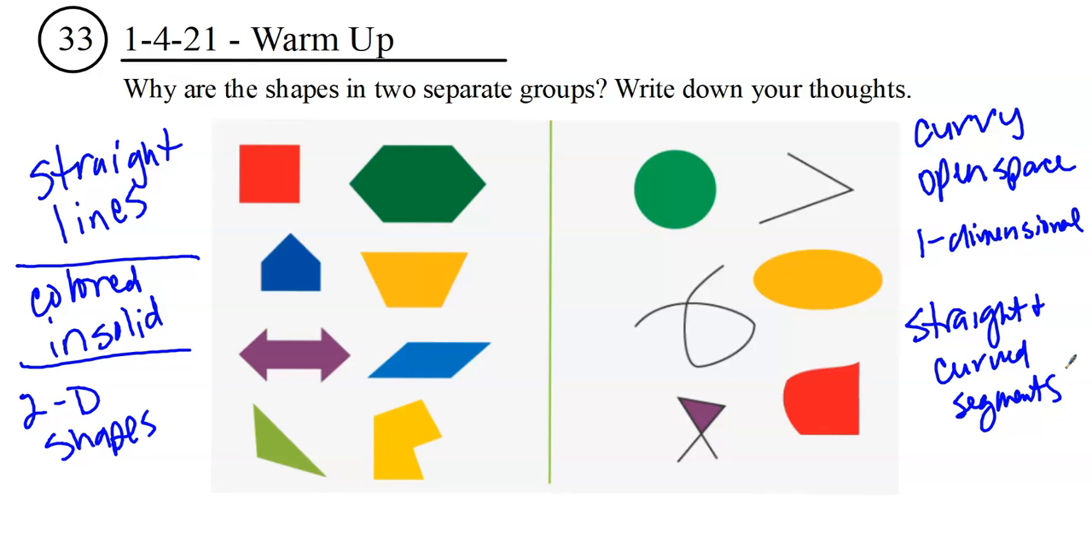And so what we're going to be doing is looking at all of these shapes. The ones on the left are called polygons. And they are made up of straight lines and they are closed shapes. And hopefully you are seeing that even though the green, the yellow, and the red are closed, they are not made up of entirely straight lines.